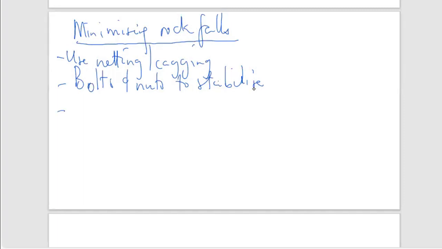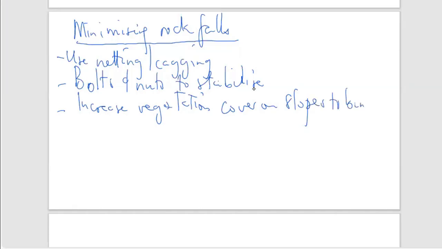And also, they can try to introduce vegetation, increase vegetation cover on slopes to bind the soil. Right, it can also help reduce it.